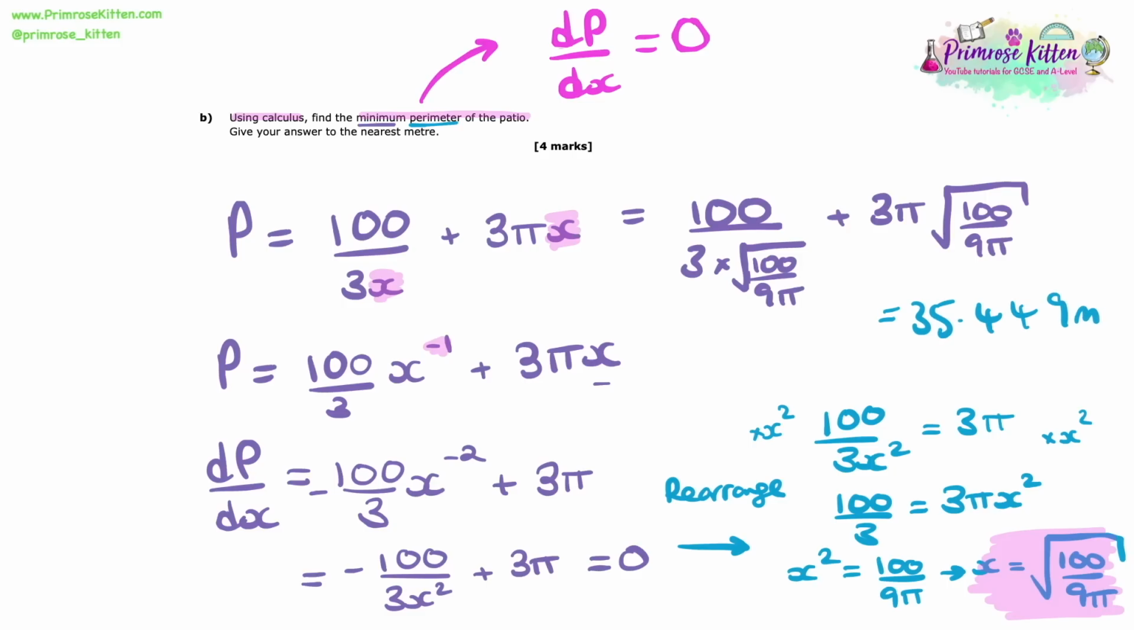35.449 metres. Now again, we just go back, read the question one last time. I can see that they want it to the nearest metre. So I can see that's going to round down to simply 35 metres. And so that is our final answer there to get our 4 marks. There we go, all done.